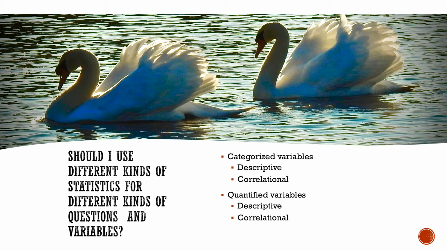Now, we have a question: should I use different kinds of statistics for different kinds of questions and variables? And the answer is yes. You need to develop a strategy to pick the correct statistical test for each part of your study. And that's what I'm going to teach you today, how to pick the correct statistical test. All you need to do is identify the type of question you have, descriptive versus correlational, and figure out whether the variables are categorized or quantified. Keep in mind, this is a simple matching task, and there are tables available that guide you in choosing the correct statistic. Today I'm going to show you how to use these tables.